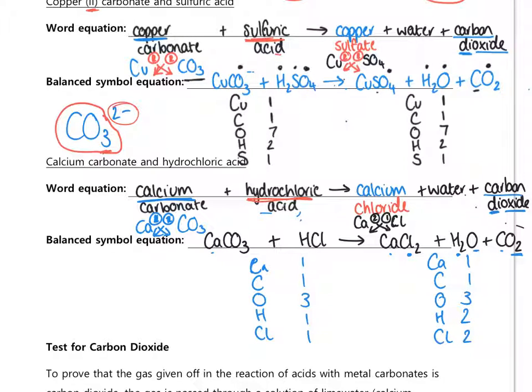So we can see that the only things that are unbalanced are hydrogen and chlorine, and I fix that very easily by just putting a 2 in front of my HCl, which means I now have 2 hydrogens and also 2 chlorines. Okay, so take that step by step, take your time with writing those equations, thinking about what you're forming, and then writing your symbol equation from that.